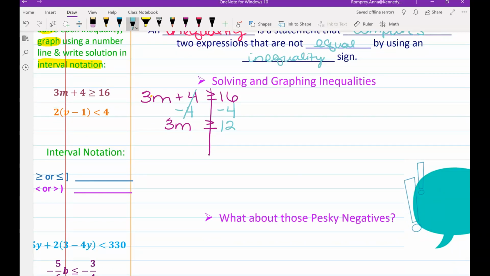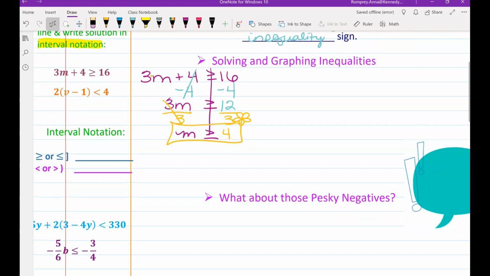So 3m, or again 3 times m, so isolate that m. If we divide both sides by 3, we get m is greater than or equal to 12 divided by 3, which is 4. M is greater than or equal to 4. Now remember, we did see equals before. Nope, no longer an equation, an inequality. So let's see what this looks like on a number line.